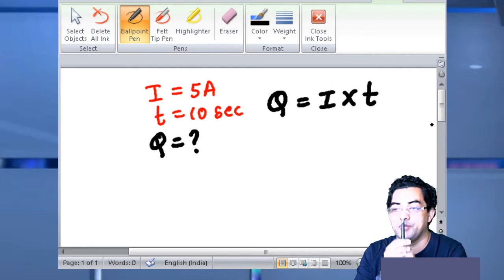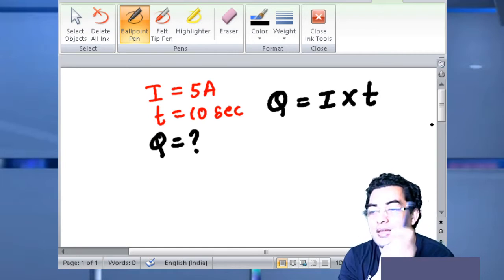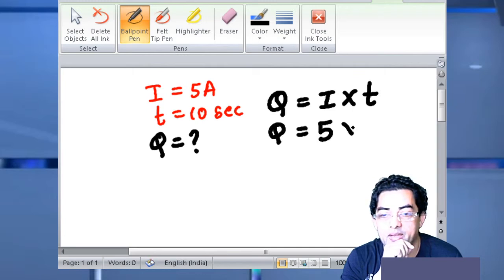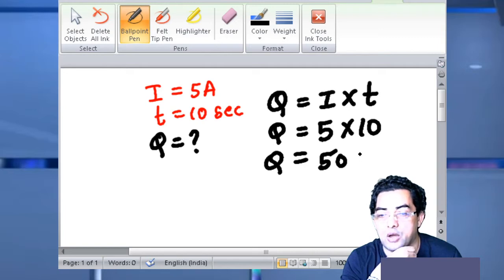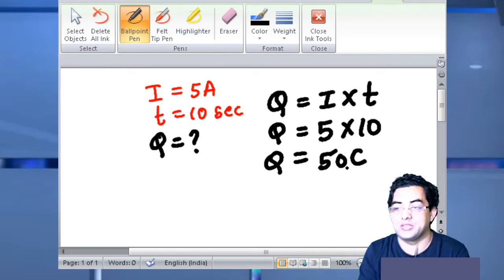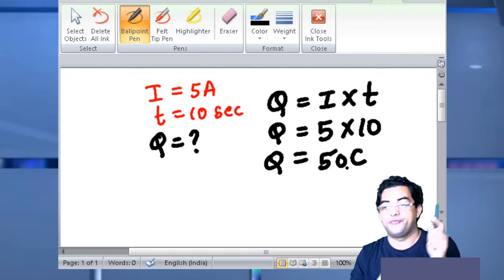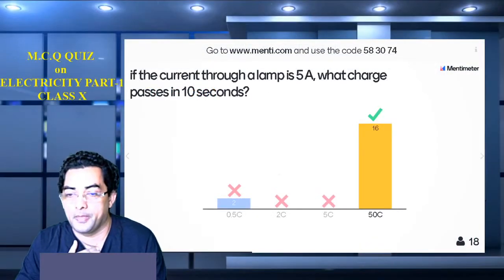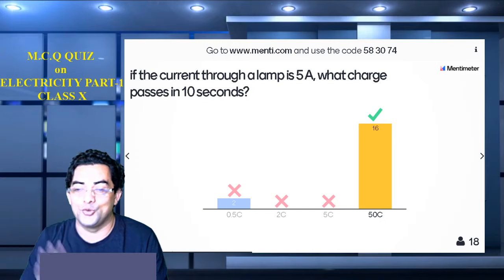Okay, so that is the formula. Q is equal to I times T. Let us replace it. Q is equal to I is 5 and T is 10. Super easy. The answer is 50, and always charge is counted in coulombs. So the answer is 50 coulombs as in front of your screen. So all those who got it right, congratulations, and all those who got it wrong, this was the correct way to do it.